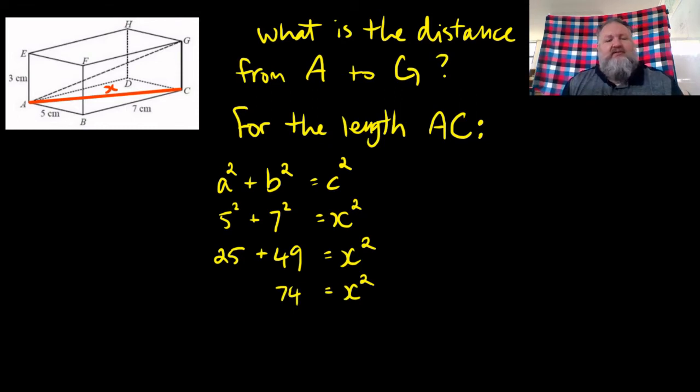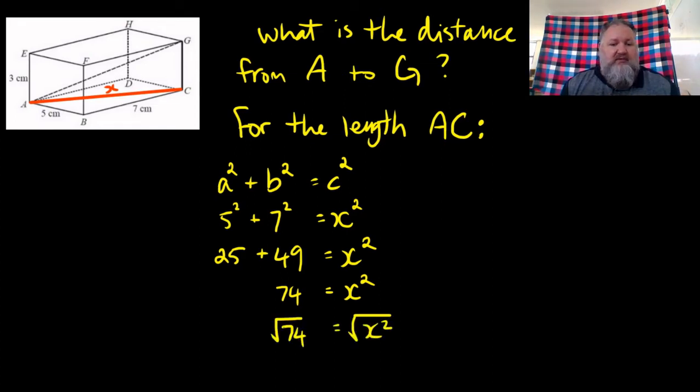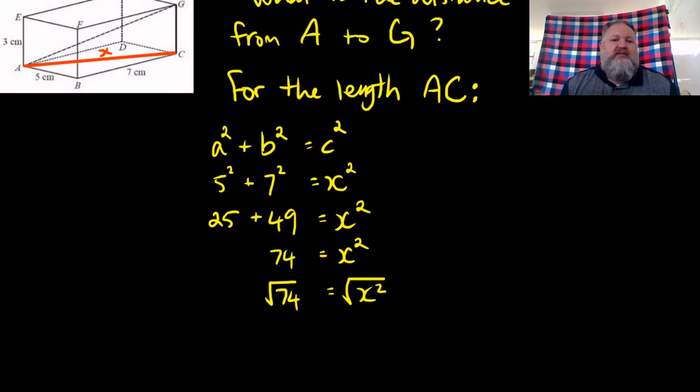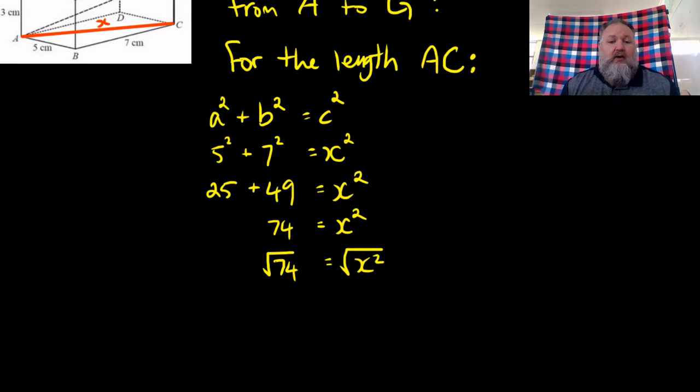And then I need to find just x by itself. So I will find the square root of both sides. When I bring this square root down on the right-hand side and get rid of the square root of x squared, I'm not actually going to do anything to the left-hand side. I'm going to leave my answer as the square root of 74. And there's a reason for that I'll tell you very soon.